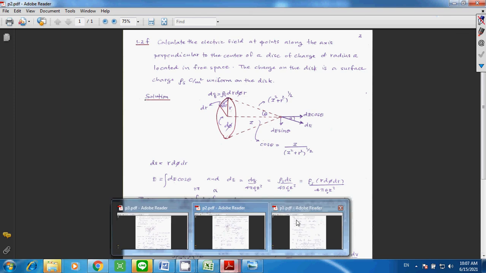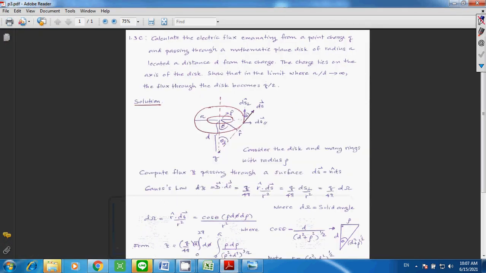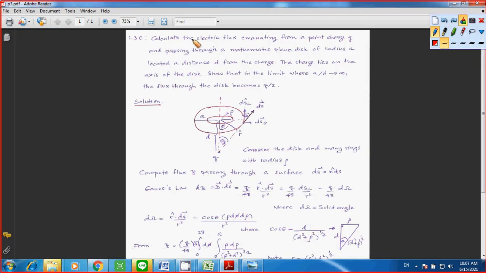Next, let's do one more problem. Calculate the electric flux emanating from a point charge Q and passing through a mathematical plane disk of radius A, located a distance d from the charge. The charge lies on the axis of the disk. Show that in the limit where A over d goes to infinity, the flux through the disk becomes Q over 2. So you have a point charge Q here, and you also have a disk at a distance d from the point charge.